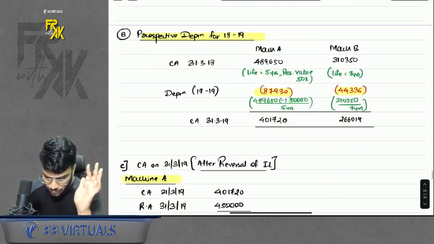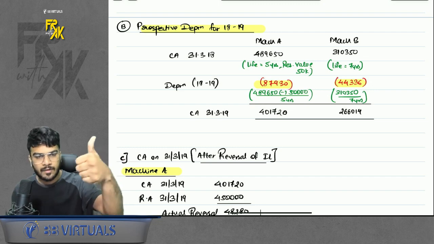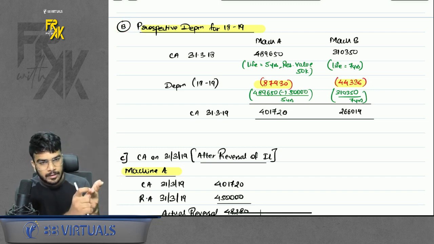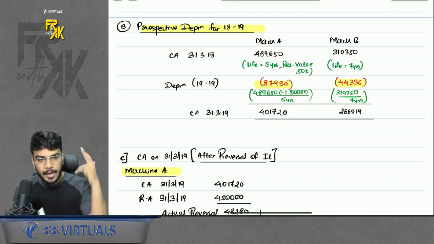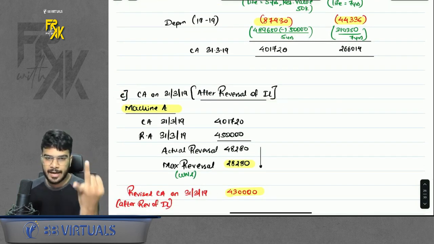Okay, sir. So this was point A and point B. I hope this is clear. So in point A, we computed test of machine A. We did test of CGU. In point B, we found out the depreciation after impairment loss. In point C, we have to do reversal. Reversal of again machine A and the CGU.